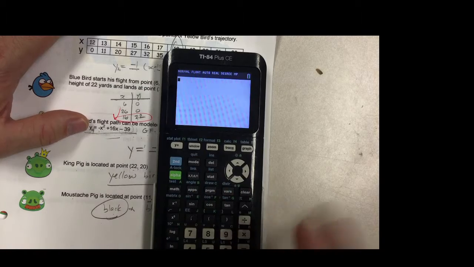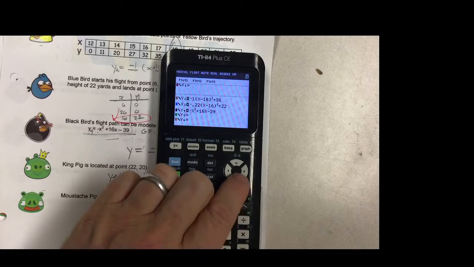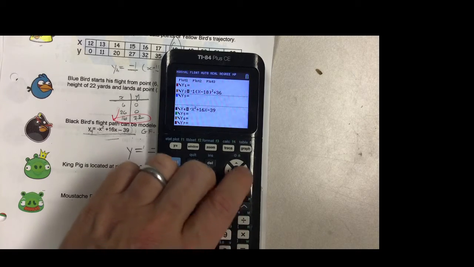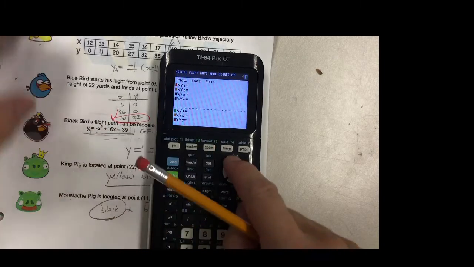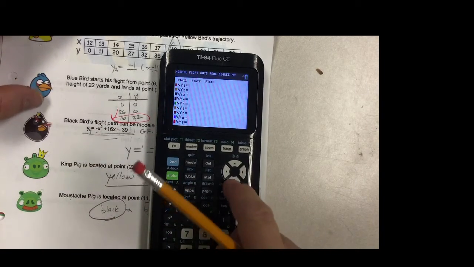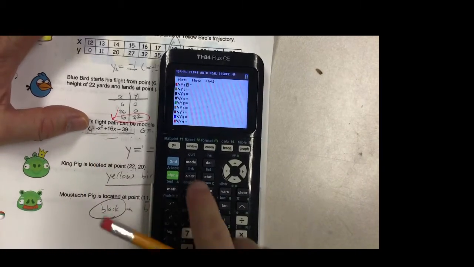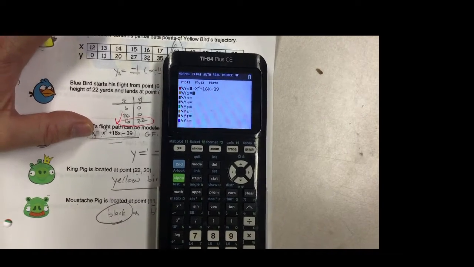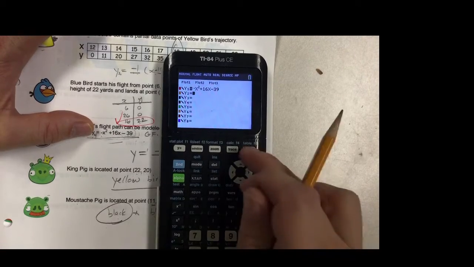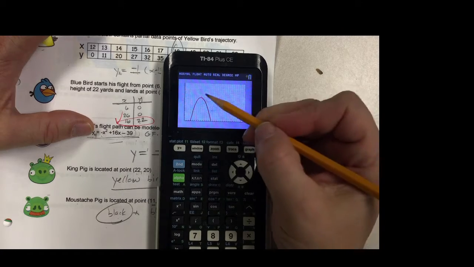First way is we put it into our calculator into the y equals. So I have to clear this out. I'm going to put it into y1, just because that's the first one there: negative x squared plus 16x minus 39. Once it's in there, I'm going to hit graph. And we already know it's going to work. There's my graph, and the point that we're trying to find is this point up here.